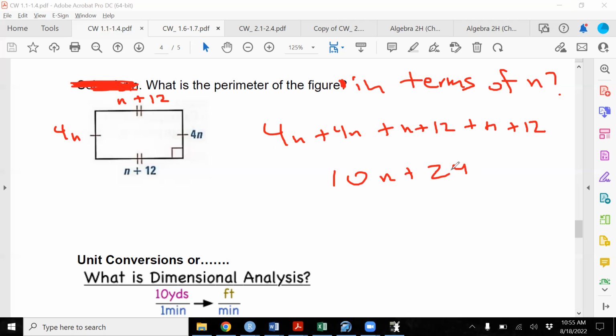Now, if I actually gave you a numerical value for the perimeter, you could solve for n. If I say the perimeter is 60, you get 10n plus 24 equals 60, solved. But obviously, this problem didn't do that. So that was kind of lame. I should actually check this a little more carefully before I print them. Okay. Let's keep moving.